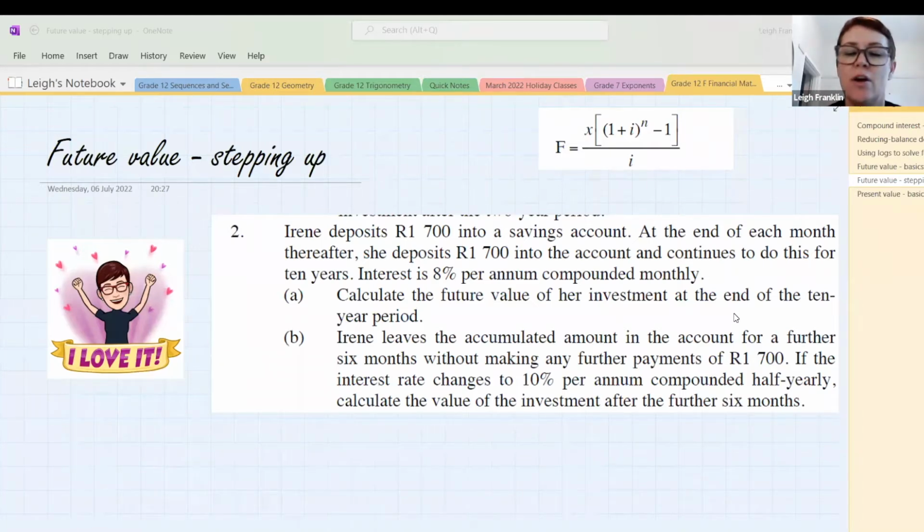Each of these questions is based on future value. They're not necessarily difficult. There's just an extra thing that you need to be aware of in each particular case. All right, so the first one, let's dive straight in.